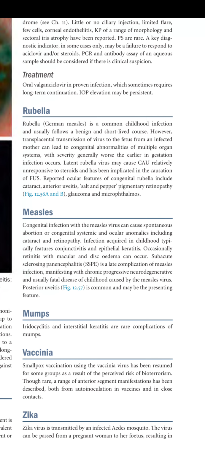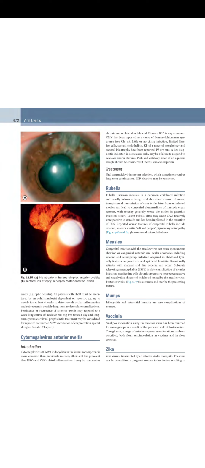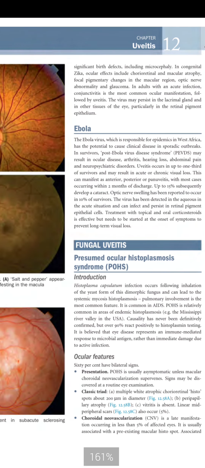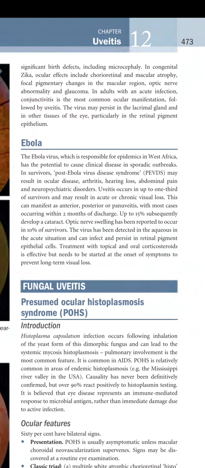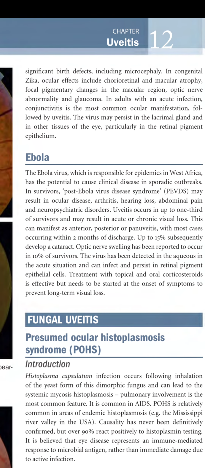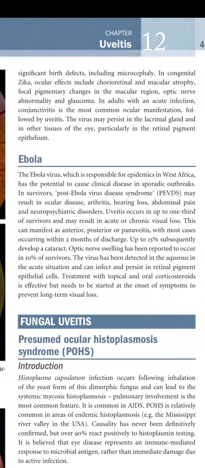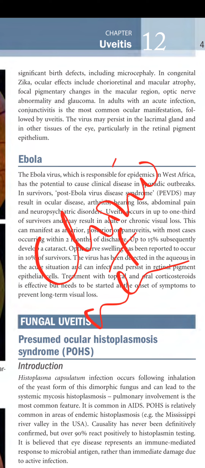The virus can be passed from a pregnant woman to her fetus. So whenever a pregnant mother gets a bite, she can pass it to the fetus, resulting in significant birth defects, including microcephaly. In congenital Zika, ocular effects include chorioretinal and macular atrophy, and focal pigmentary changes in the macular region. So basically, you can see the chorioretinal and macular atrophy. There can be pigmentary changes in the macular region. There can be optic nerve abnormality and glaucoma.